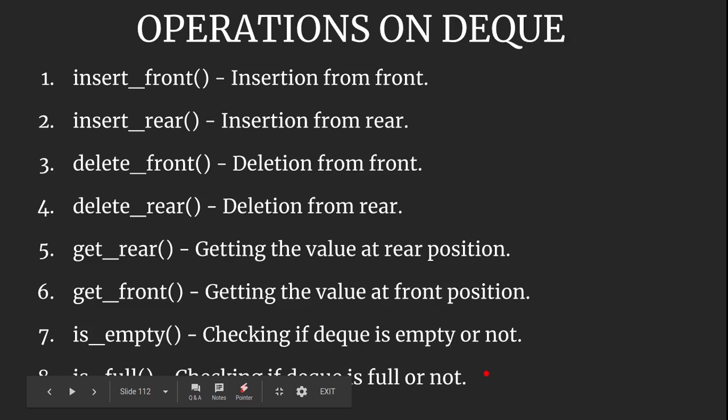So let's move on. The main operations that we will be performing on this Dequeue data structure are, first, the insert front operation, in which we insert from the front, and insert rear, that is insertion from the rear. Delete front and delete rear stand for deletion from front and rear respectively. With the help of the get rear function, we can get the value at the rear position, and with the get front function we can get the value at the front. Is empty and is full are used to check for the underflow and overflow conditions.